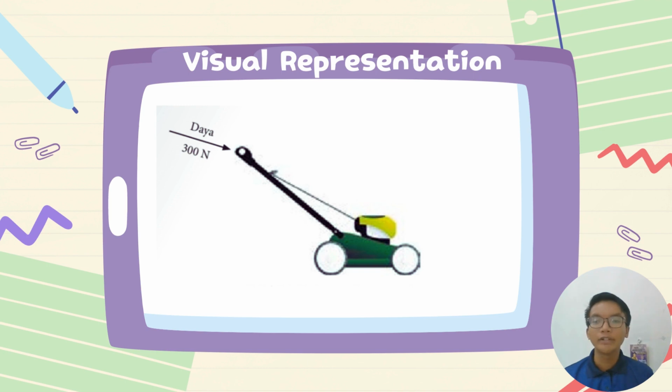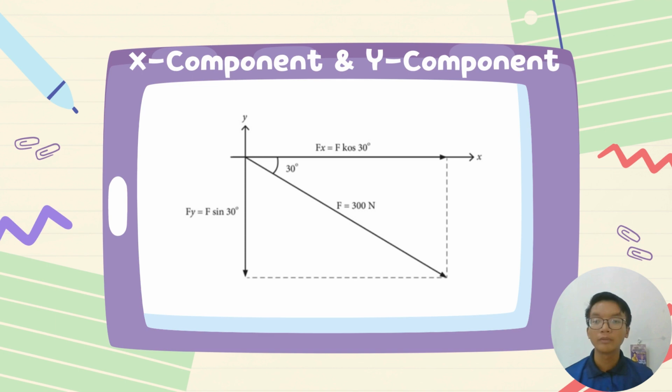As you can see on the screen, this is a lawnmower that is used to mow grass and plants. In mechanical engineering, it is important to determine the magnitude and direction of a vector in order to find the exact value of force that is needed to move a lawnmower. From the visual representation that you have seen before, this is the graph representation of the vector that is used in moving the lawnmower.